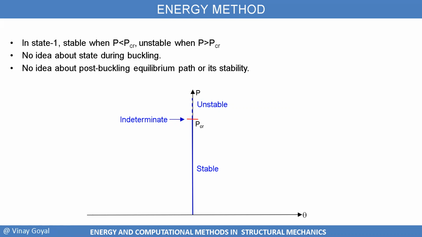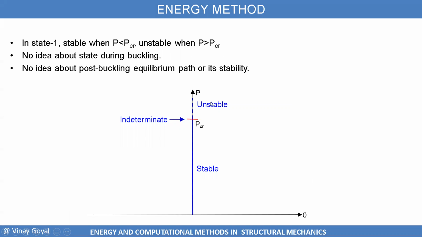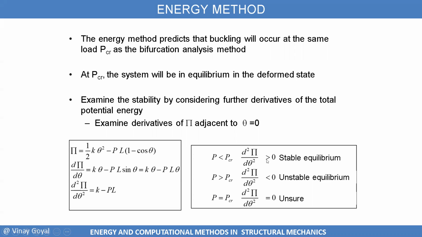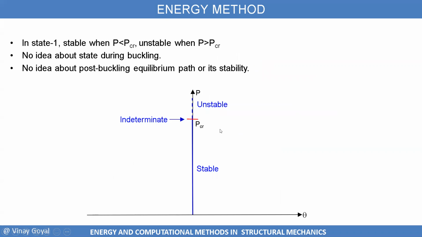Now, when I look at this carefully and map it all up here so we can see what's going on, state number 1 is stable when I'm in the straight line, so P is less than P critical. Obviously, this is greater than 0, so that's stable. And that means that this rigid bar is straight as I'm applying the load P, and there's no out of plane deflection theta.